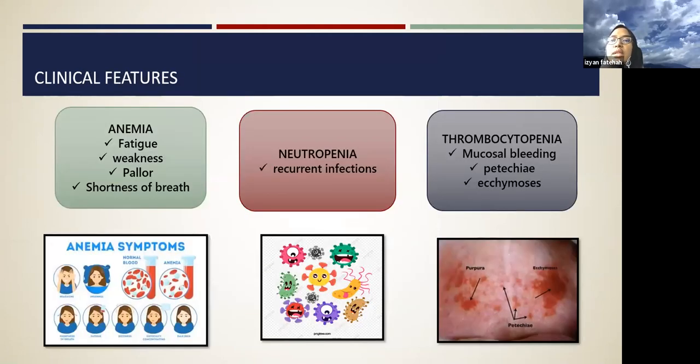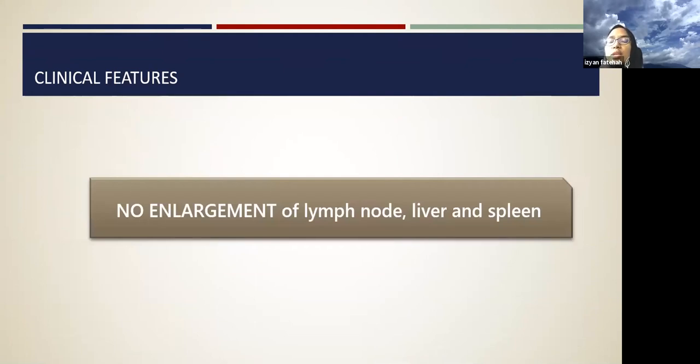Okay, so moving on to the clinical features of aplastic anemia, it includes all the symptoms of anemia, such as fatigue, weakness, pallor, and also shortness of breath. Recurrent infection also occurs due to low white blood cells, because our body is unable to fight off the infection. Due to thrombocytopenia, the patient might have a bleeding tendency that will manifest with mucosal bleeding, petechiae, and also ecchymosis. Okay, the next slide. I need to remember that there is no enlargement of lymph nodes, liver, and spleen, and if it is present, we need to consider other causes of pancytopenia.